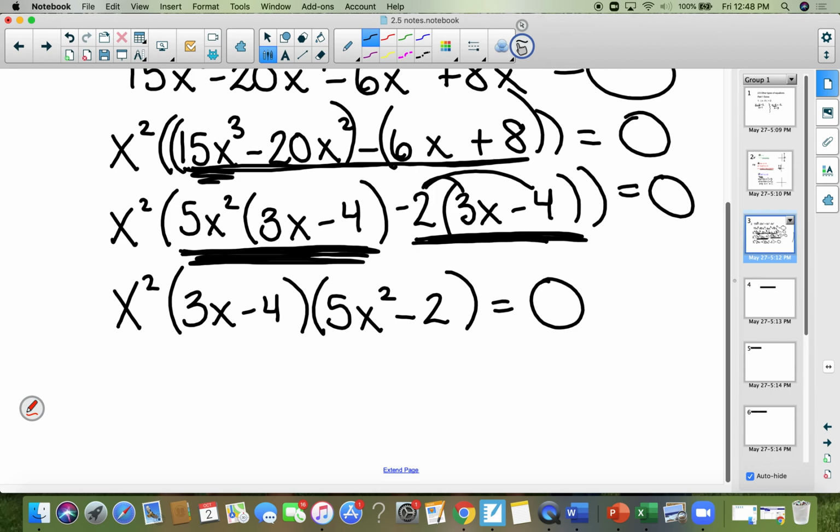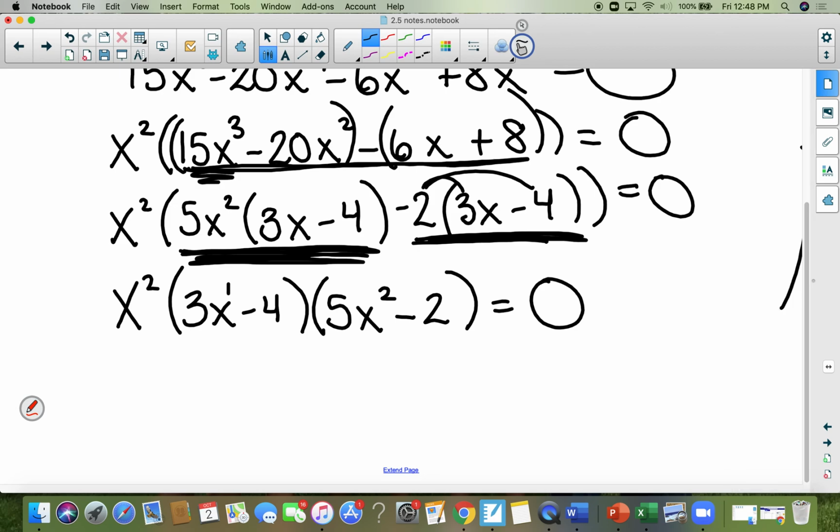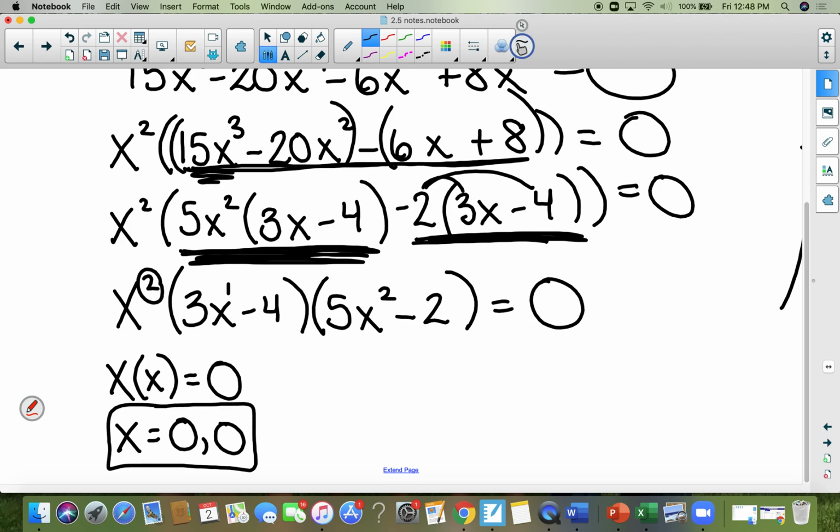Well, so far I have an x to the 2nd, I have an x to the 1st, and I have a 5x to the 2nd. That's good. There are 5 answers hiding in there. X squared times x equals 0. X has to equal 0, but you can have 2 zeros because you have it to the 2nd power. So those are 2 of the answers. We still have 3 more.